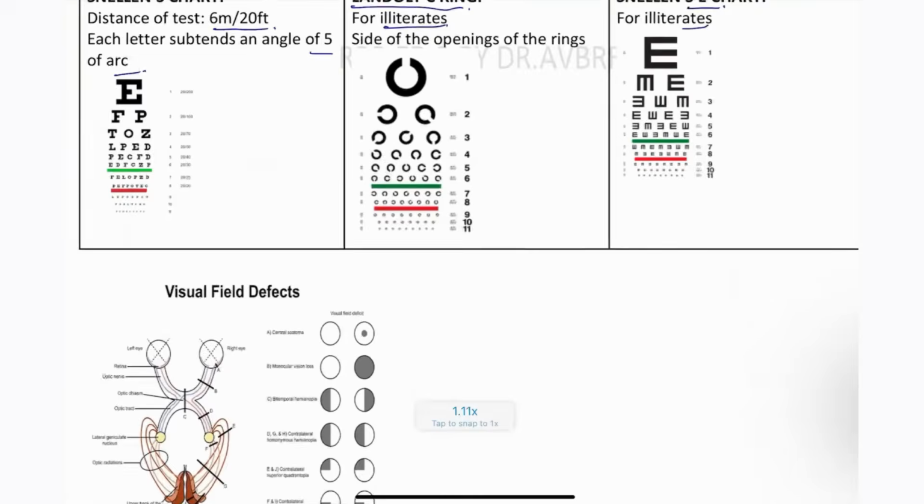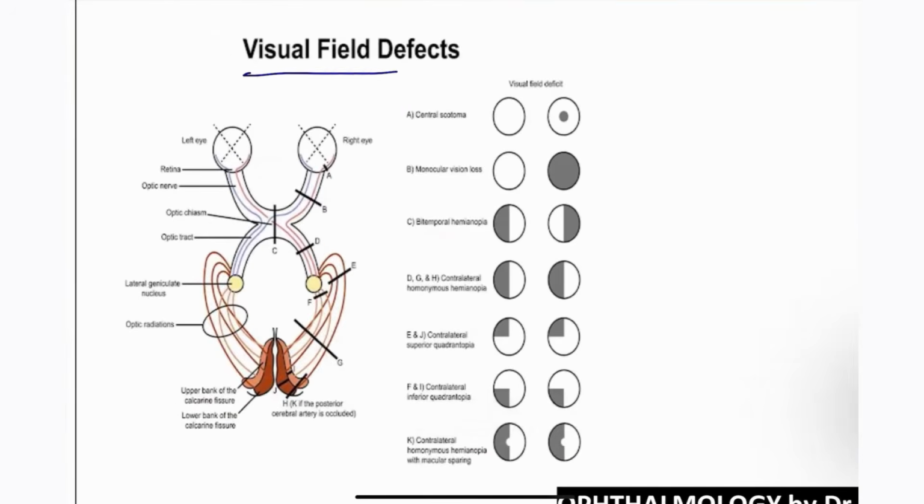Next, here you can see the visual field defects. In visual field defects, what you have to understand is the neuropathway that we are going to see in this patient, how the vision comes here: from the optic nerve, optic chiasm, optic tract, lateral geniculate nucleus, and optic radiations, coming to the end at the brain. This is how we are going to look at it.